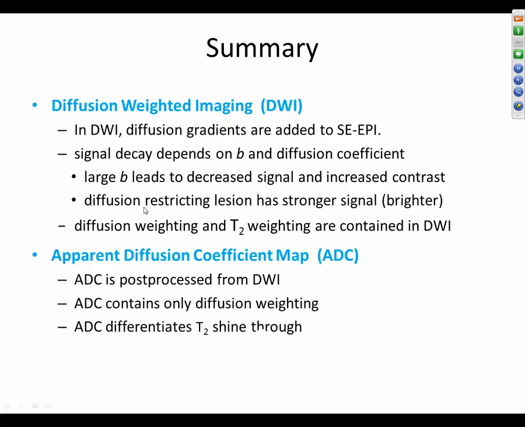Most of the time, lesions have restricted diffusion and a stronger signal in DWI. In DWI, we have both diffusion weighting and T2 weighting. Then we post-process DWI to get the ADC map. The ADC map contains only the diffusion weighting information and eliminates the T2 weighting, so ADC can be used to differentiate T2 shine-through.